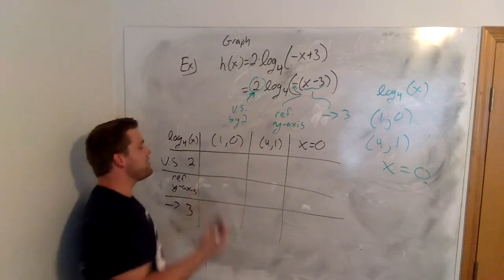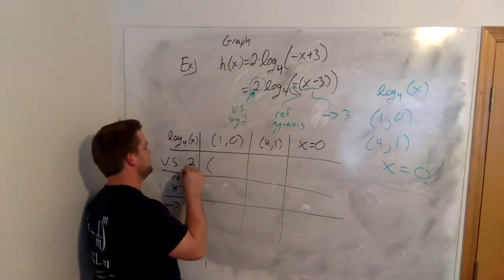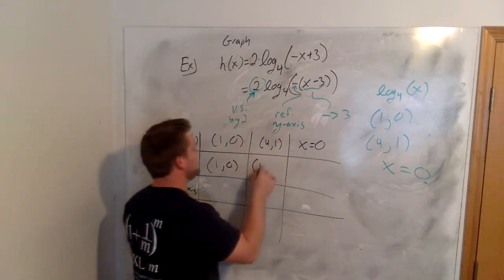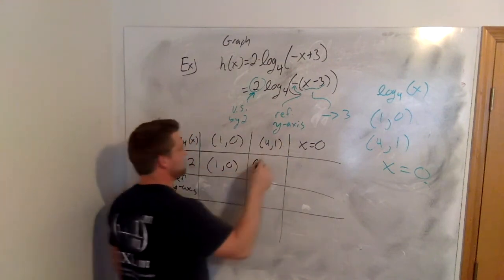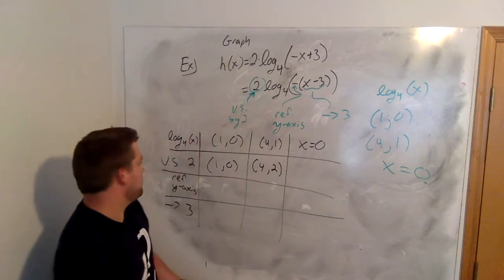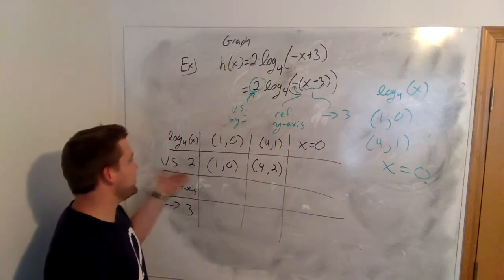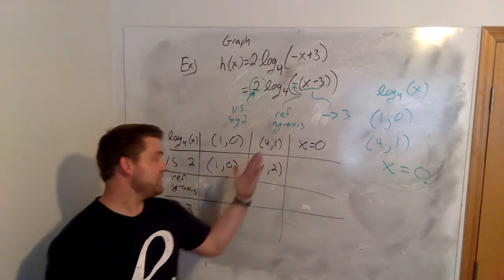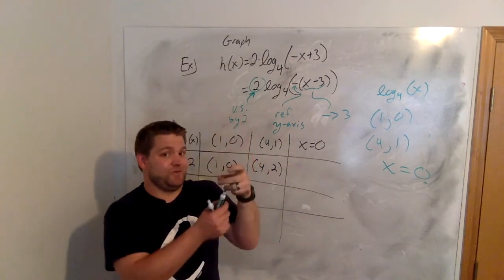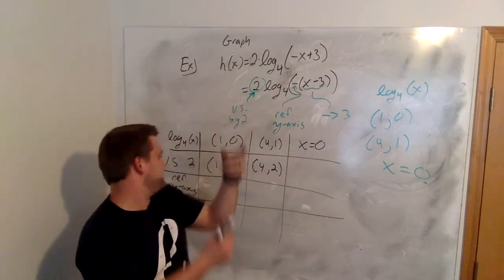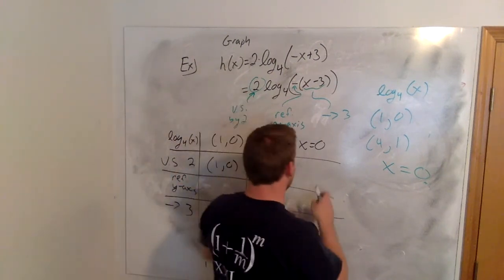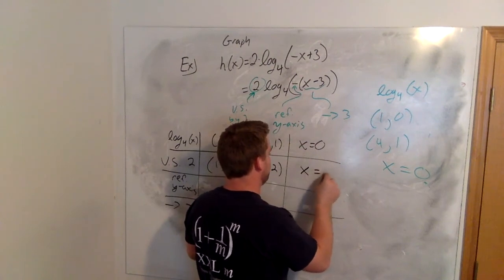For a vertical stretch by a factor of 2, we're going to take all our y values and multiply them by 2. So 0 times 2 is still 0, so we'll still have 1, 0. Now for 4, I'm going to take the y value and multiply by 2, so 1 times 2 is 2. You could think that this vertical stretch is affecting y values, so it shouldn't affect the x, but also think that we have this infinite vertical line, and if you're stretching the infinite line by a factor of 2, it's still that same infinite line. So we'll still have the vertical asymptote x equals 0.